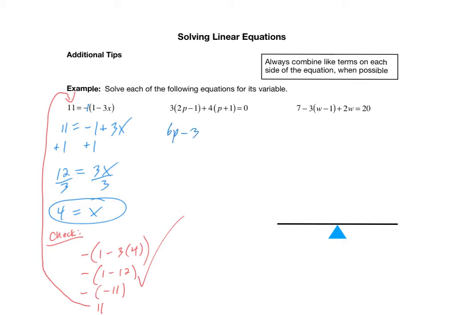And when we distribute the 4 into the sum of p and 1, we get plus 4p plus 4 equals 0. There's an additional tip up here that is very important that you consider whenever you're solving linear equations or equations in general. You always want to combine like terms on each side of the equation when possible.